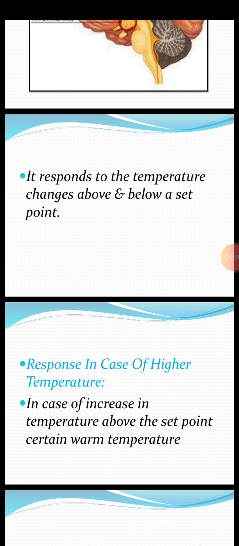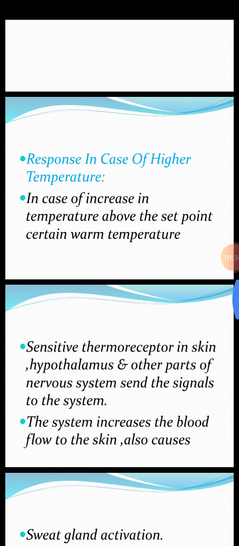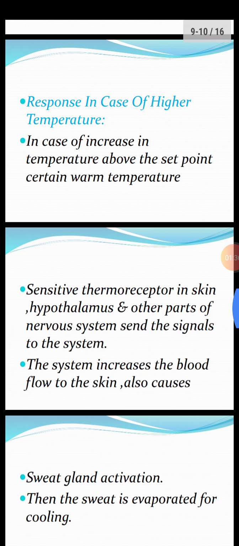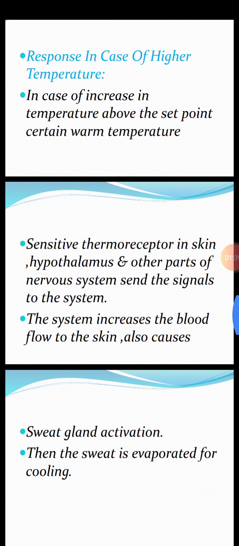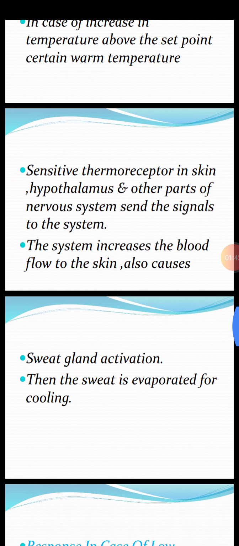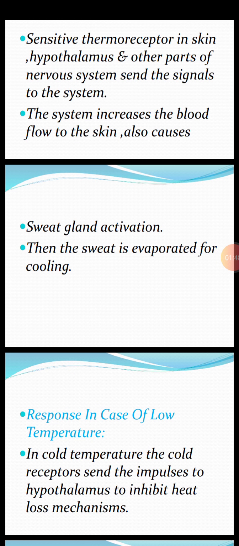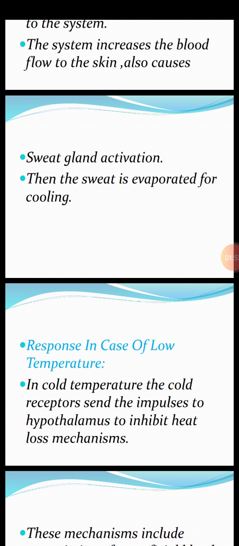In case of increase in temperature above the set point, certain warm temperature sensitive thermoreceptors, which are the receptors that receive heat in the skin, are activated. Hypothalamus and other parts of the nervous system send the signals to the system. Then the system increases the blood flow to the skin, and also causes sweat gland activation. Then the sweat is evaporated for cooling. In other words, through sweat, excess heat is removed from the body. And in this way, the temperature is maintained.